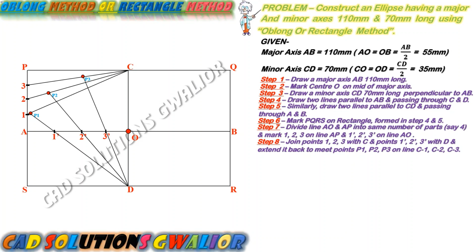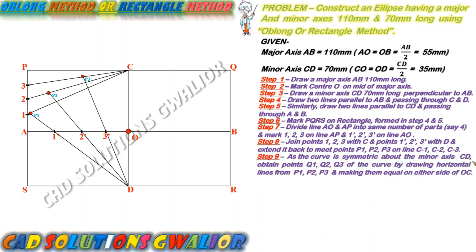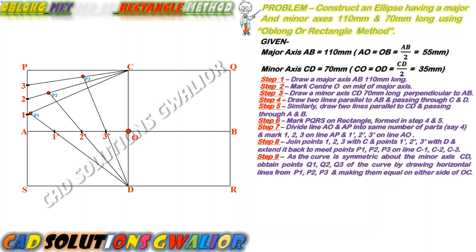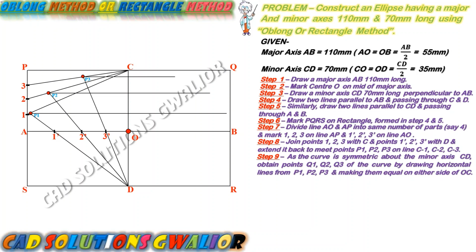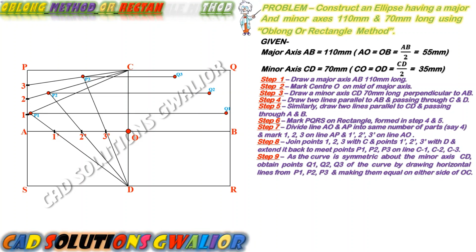As we all know, an ellipse consists of 4 quadrants. We will not follow the previous division process to draw the complete ellipse. Instead, we will project the points P1, P2, P3 on the right side of the line OC. For this we will draw 3 horizontal lines of any length from points P1, P2, and P3 and mark, with the help of a compass, points Q1, Q2, and Q3. Note that points P1, P2, P3 and points Q1, Q2, Q3 are at equal distance from the line OC.